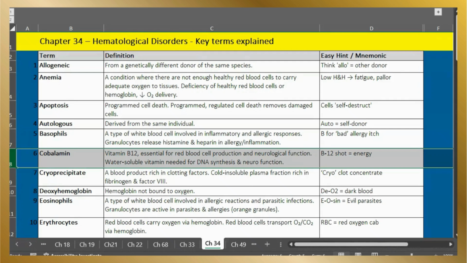Cobalamin, it's known as vitamin B12, essential for red blood cell production and neurological function. It's a water-soluble vitamin needed for DNA synthesis and neural function. So B12 in short, it's energy. Deficiency leads to pernicious anemia and neurologic symptoms, and B12 deficiency is also one of the anemias that is talked about in the outline.